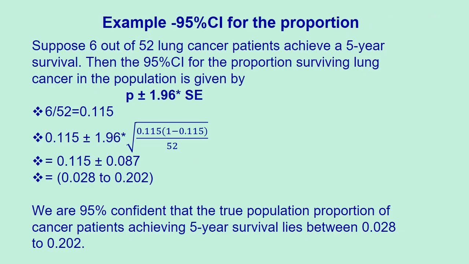In this slide, we consider an example for calculating a 95% confidence interval for the proportion. In this example, we have 6 out of 52 lung cancer patients achieving a 5-year survival, and we want to calculate the 95% confidence interval for the proportion surviving lung cancer. For the criteria for large samples, np should be greater than 5. In this case, n is 52 and p is 6 over 52. So 52 times 6 over 52 is actually 6, which is greater than 5.